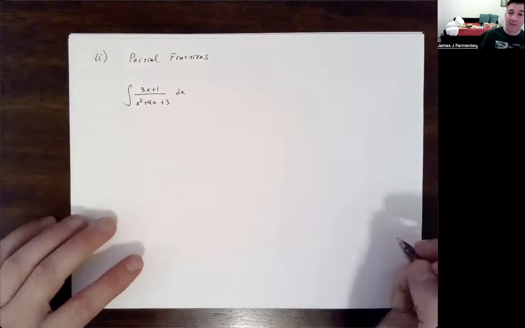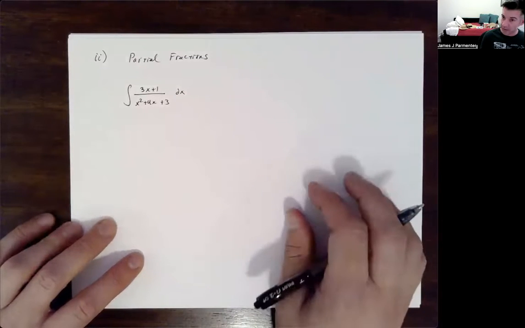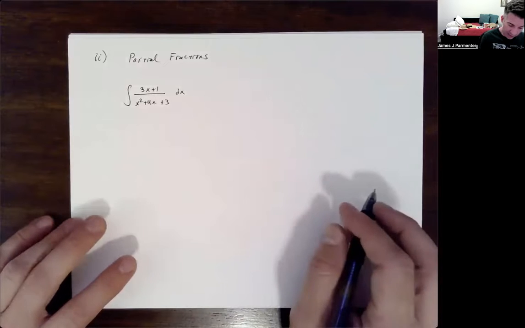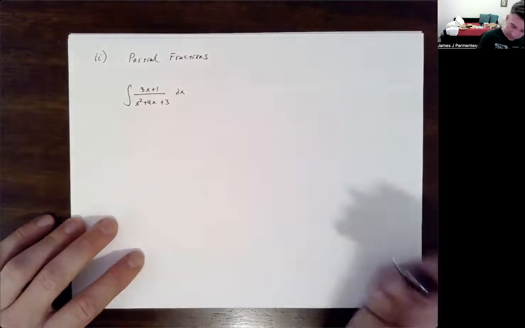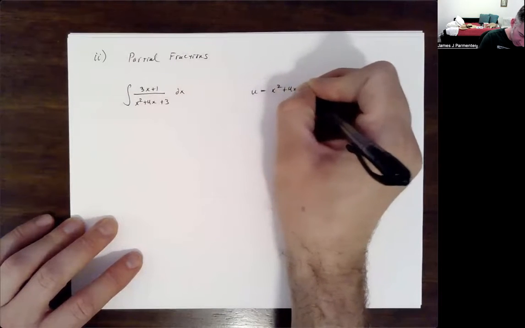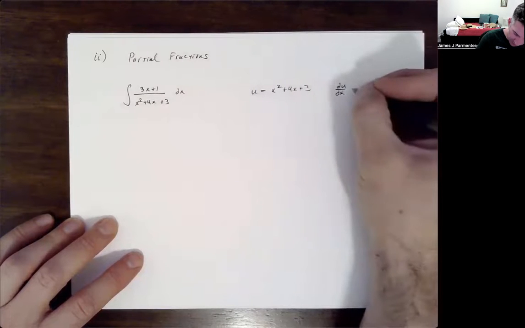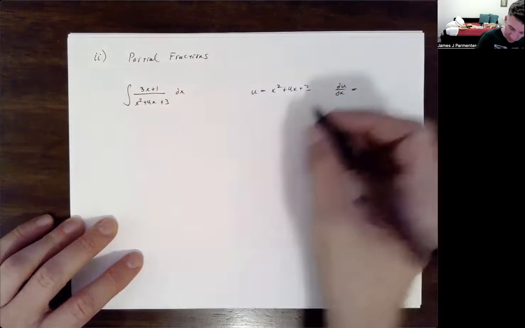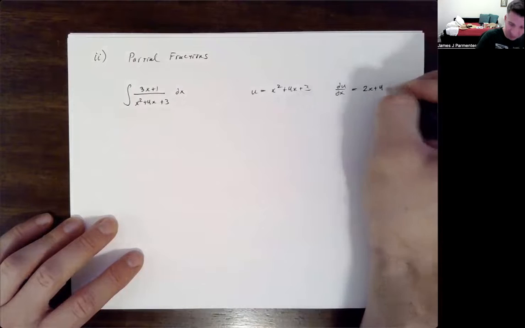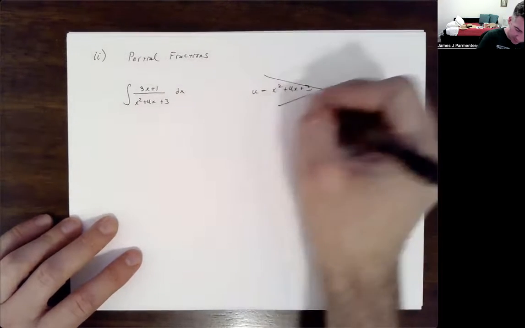Well, the degree on top is not larger than the degree on the bottom, so I don't get to do polynomial long division. And I can't do a nice u substitution here, right? If I let u equal x squared plus 4x plus 3, the derivative is not just a multiple of the top. The derivative is 2x plus 4, and that certainly is not just a multiple of 3x plus 1. So that's not going to fly.